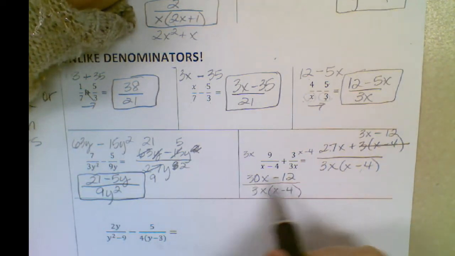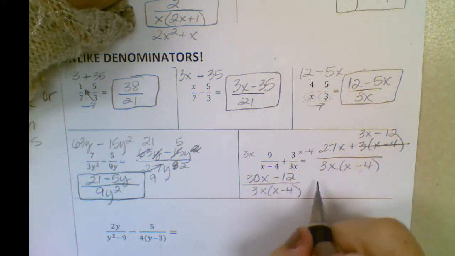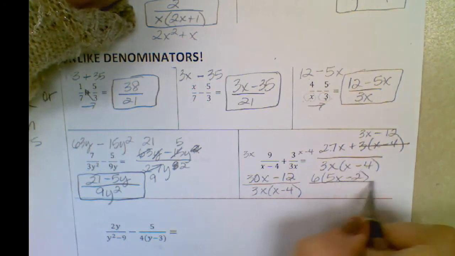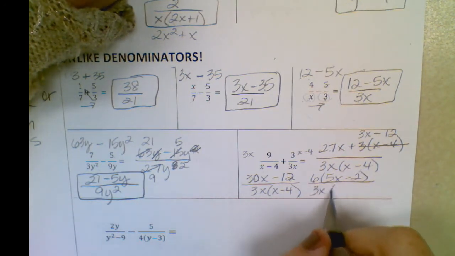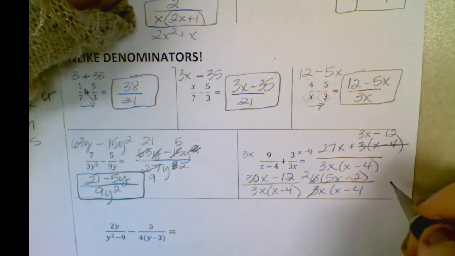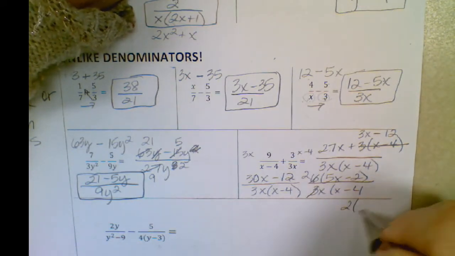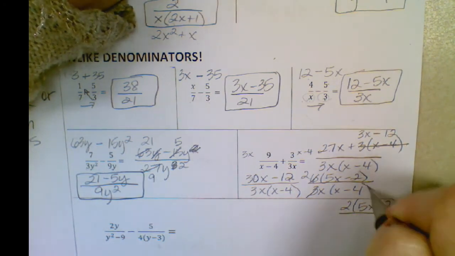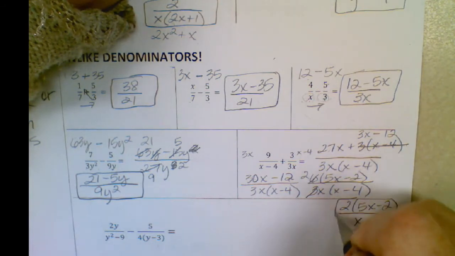Now we can simplify this because I can take a 6 out of both of those. So that gives me 6 times 5x minus 2 over 3x times x minus 4. Then my 3 and my 6 cancel. So I end up with 2 times 5x minus 2 over x minus 4.